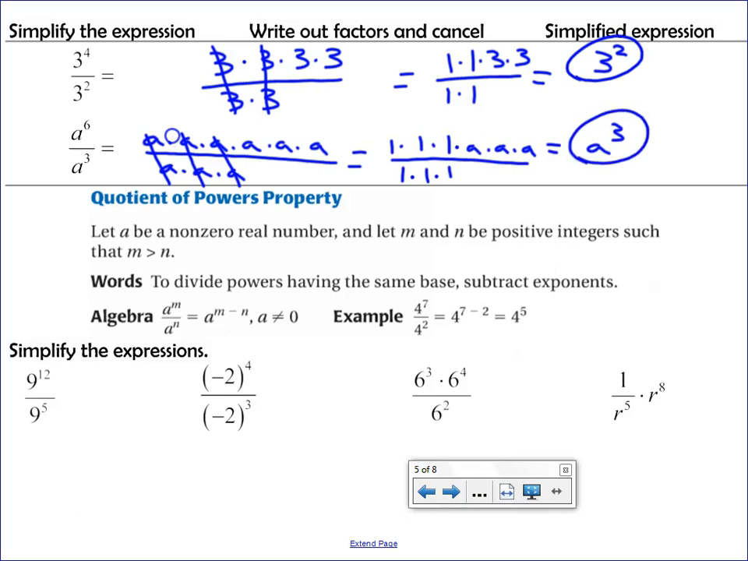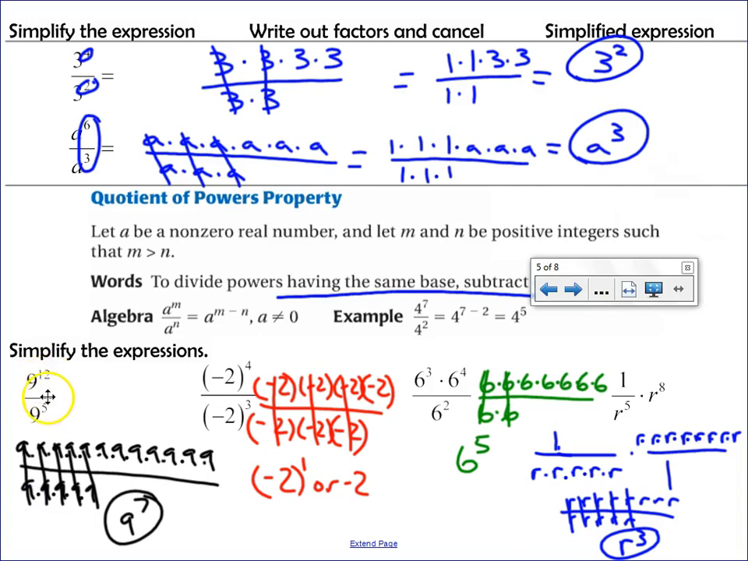So hopefully you see when we're dividing powers with the same base, 3 to the 4th divided by 3 to the 2nd gives us 3 to the 2nd. A to the 6th divided by a to the 3rd, same base, we get a to the 3rd. Notice that shortcut that we find is that we end up subtracting exponents. So you know the drill. Pause the video, check these examples, restart it when you're ready.